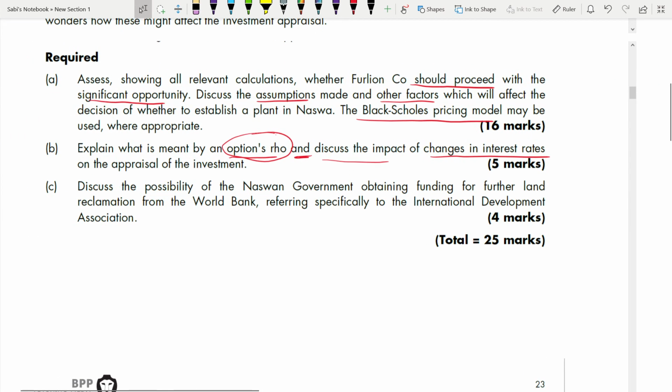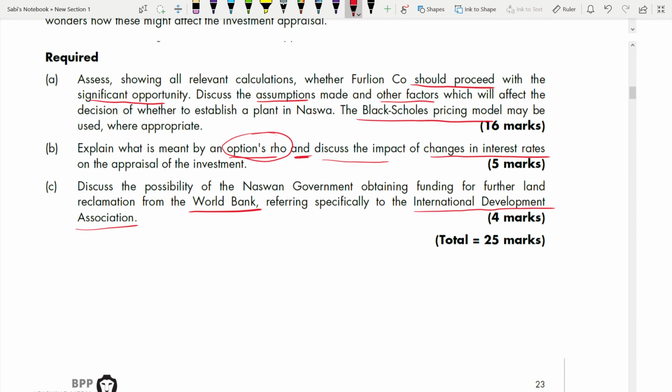Part C, discuss the possibility of the Nazwan government obtaining funding for further land reclamation from the World Bank. This is like you are taking more debt from the World Bank. You are requesting for the debt, right? Referring specifically to the International Development Association. That means you have to refer to this in your answer. 4 marks.